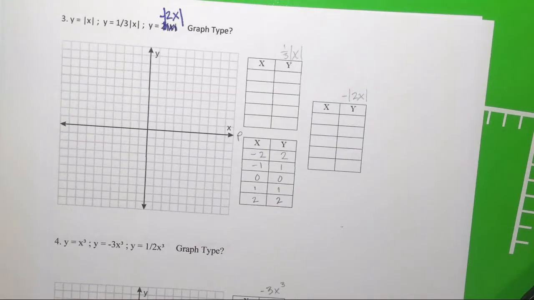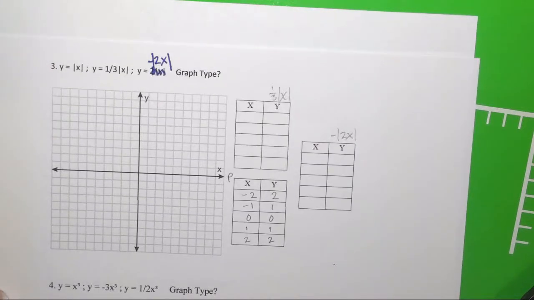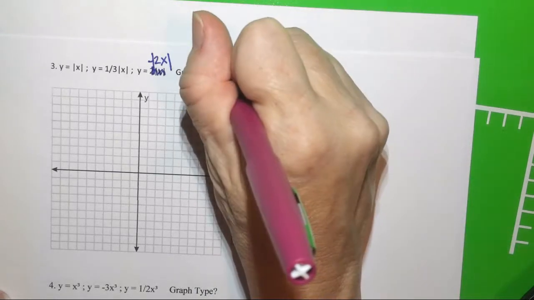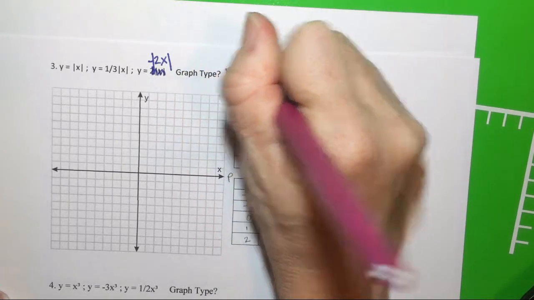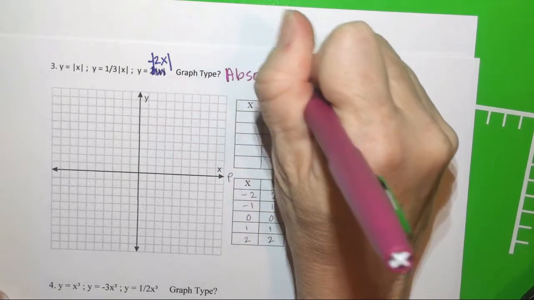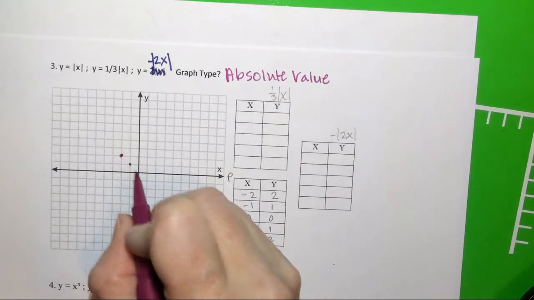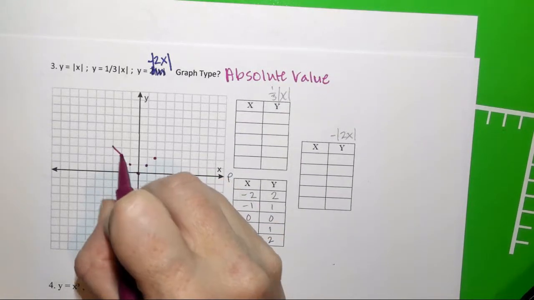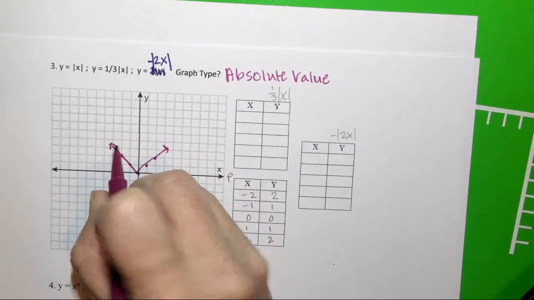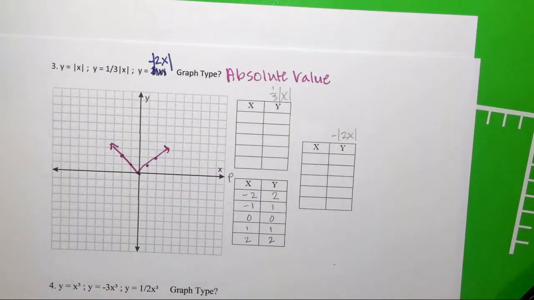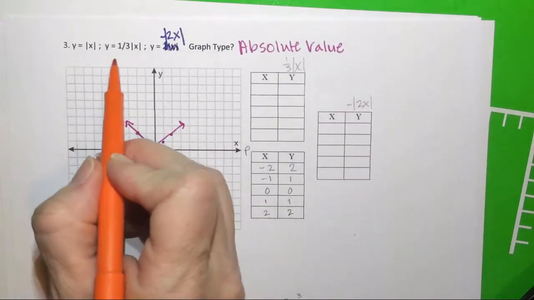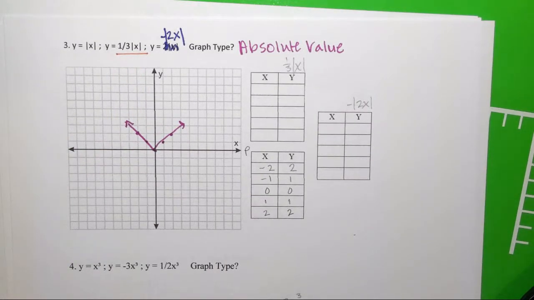Okay, number 3, we're going to look at the absolute value of x squared. So the graph type on this one is absolute value. Here's our parent function on our t-table, so let's graph those real quick so we can see what has happened with our transformations. Okay, so the first transformation we're going to look at is 1/3 times the absolute value of x.